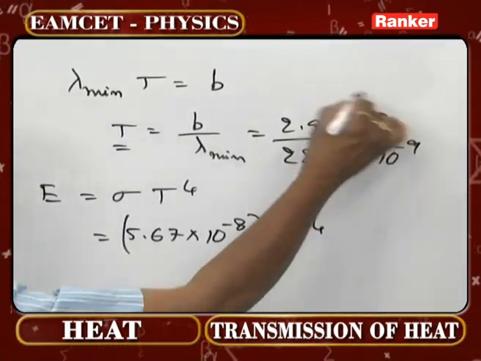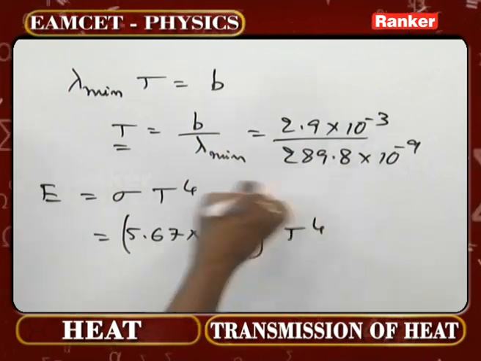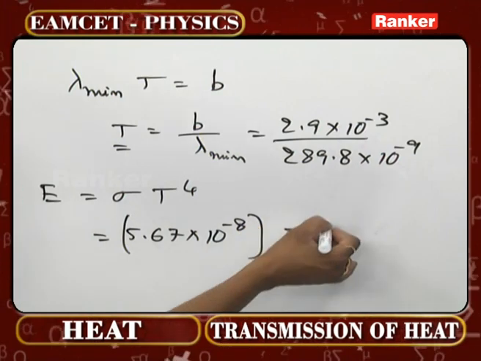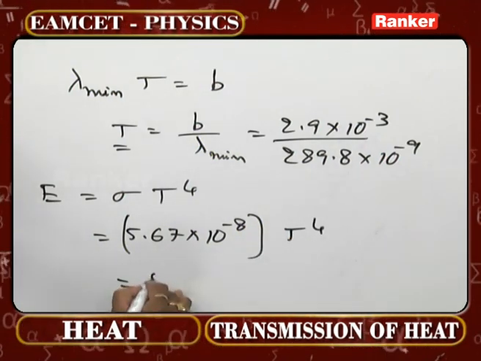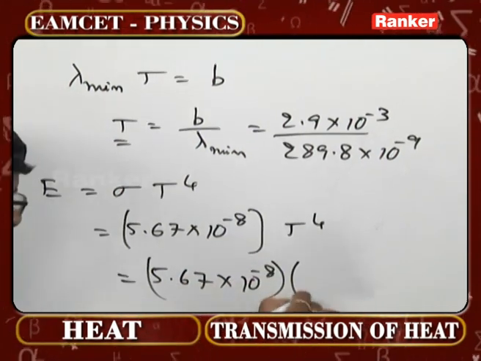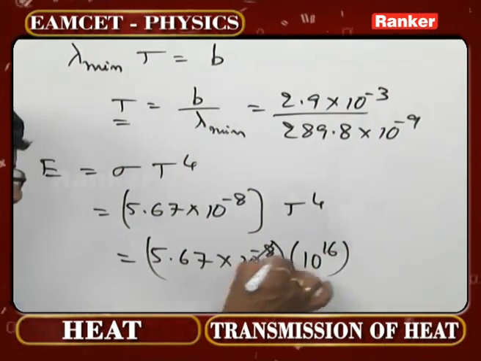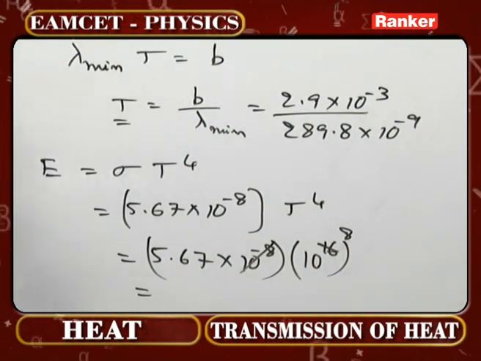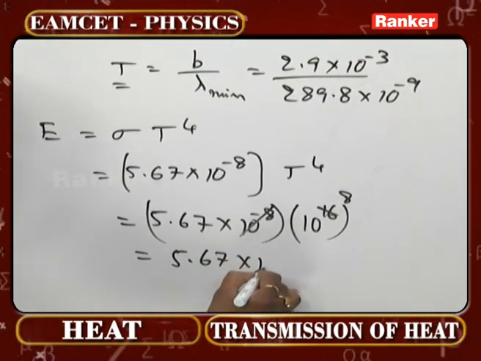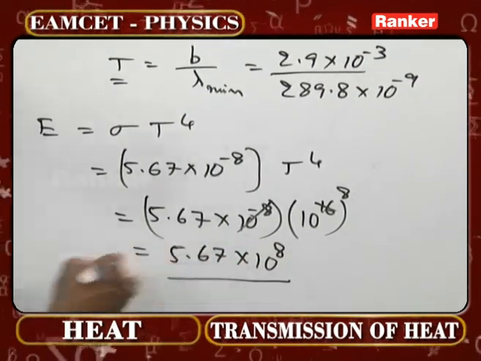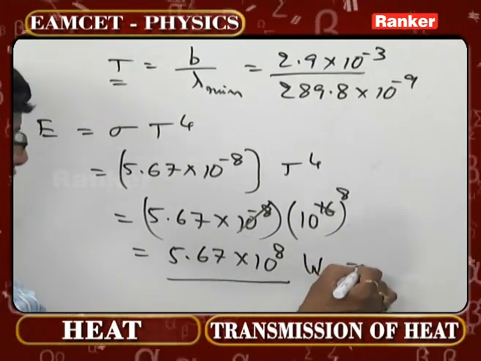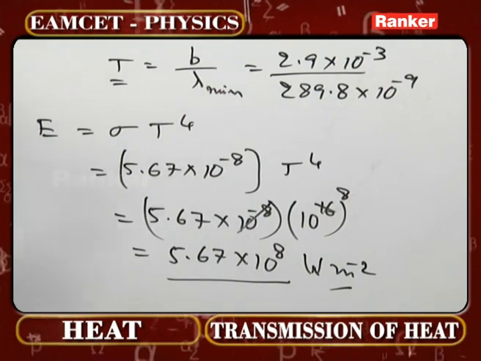If you simplify this one, you will be getting around 10 power 4. So 10 power 4 whole power 4, it will be 10 power 16. So 5.67 into 10 power minus 8 into 10 to the power 16. This gets cancelled 8 times. So what will be left over now? The very first option, 5.67 into 10 to the power 8. This must be the correct option for us. In fact, watt per meter square will now be the corresponding unit over here, please.